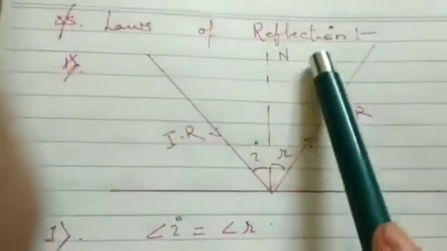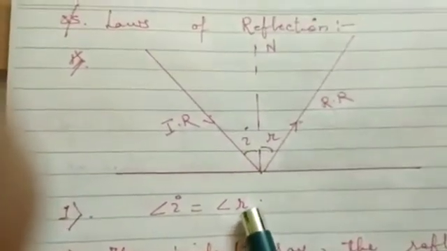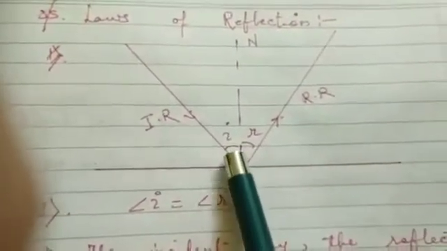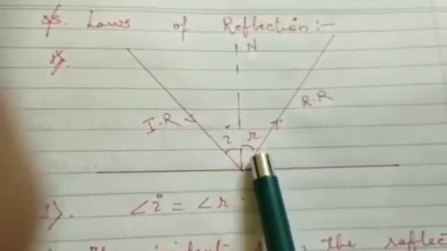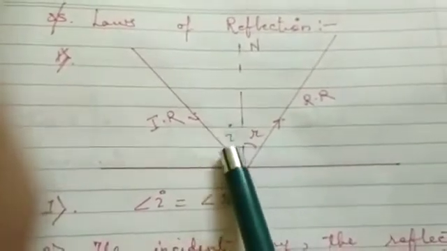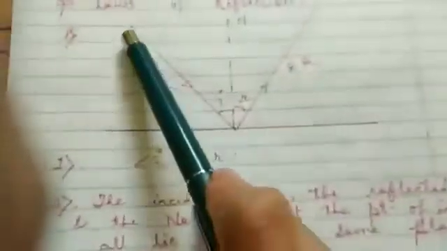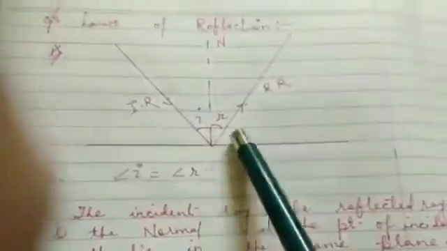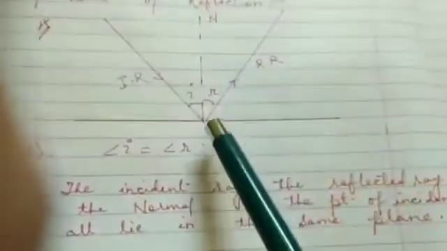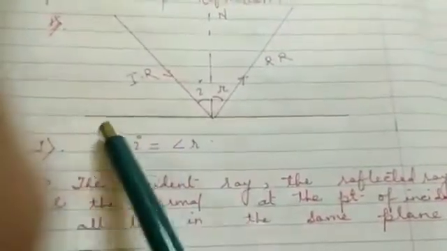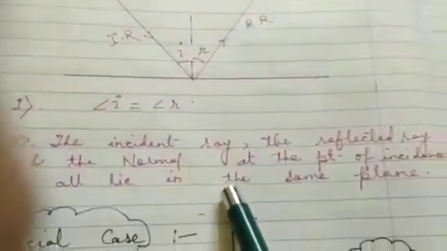Now we will see the next topic, that is laws of reflection. The first law is that the angle of incidence is equal to the angle of reflection. We have already seen how the angle of incidence and angle of reflection are formed. The second law is that the incident ray, the reflected ray and the normal at the point of incidence all lie in the same plane. So these are the two laws of reflection.